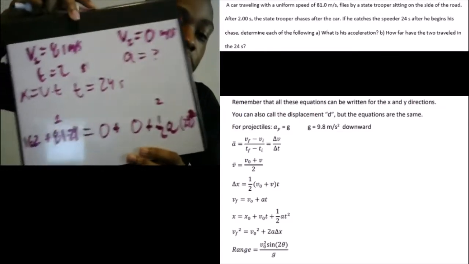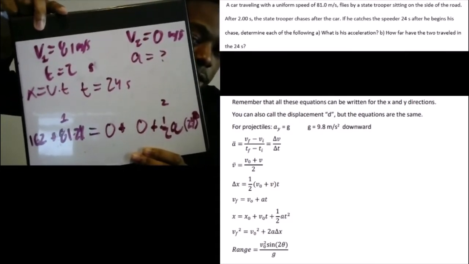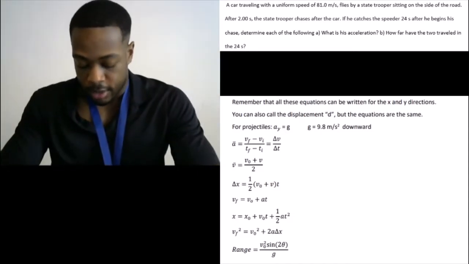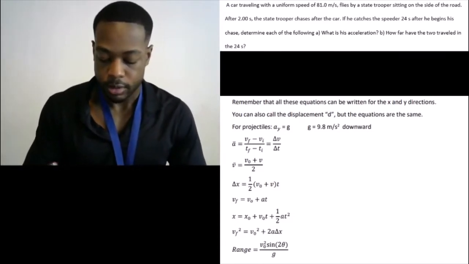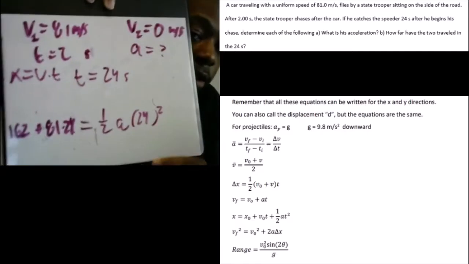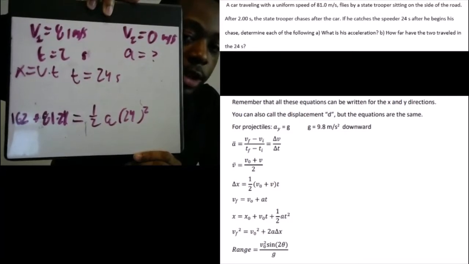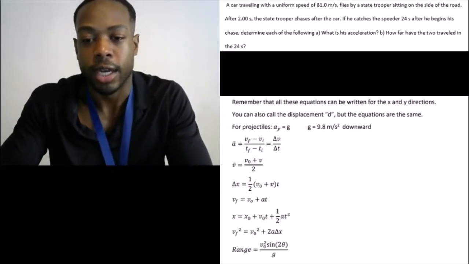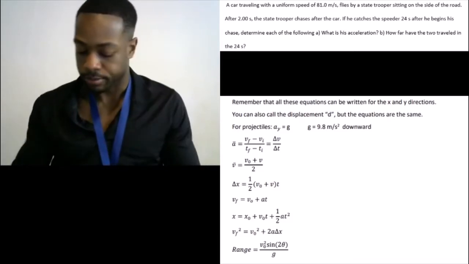I know it's really bad, I'm realizing, but that's 24 squared. So we've got 162 plus 81 times 24 equals 1/2 a times 24 squared. So we can erase these zeros, make this look prettier. And our final equation is going to be 162 plus 81 times 24 equals 1/2 times acceleration times 24 squared. Take your time to do this by yourself. You should be good with the algebra by now. I hope you can do this by yourself. But yeah, we'll just meet with the answer, right?